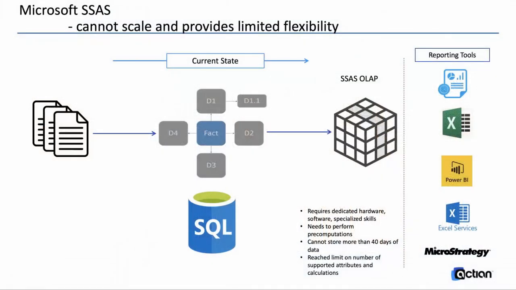Currently, risk and sensitivity data is maintained by Microsoft SSAS, which is SQL Server Analysis Services database. The SSAS cube requires a lot of maintenance. It requires dedicated hardware and software. It needs specialized skill sets to build dimensional queries to populate the cube, and every possible combination of parameters needs to be pre-computed. The cube cannot store more than 40 days of this data. Also, the cube reached the limit on the number of supported attributes and calculations.